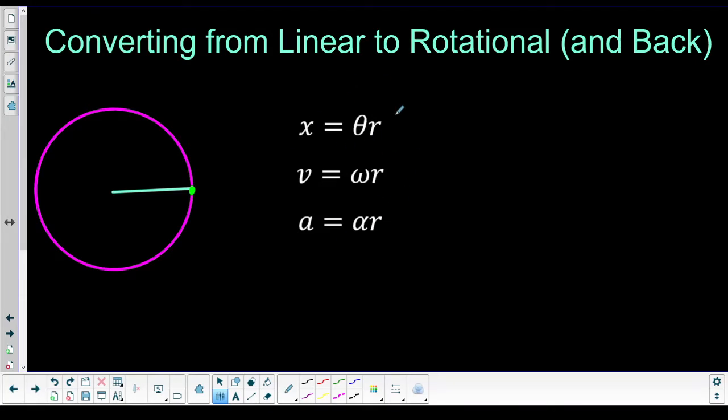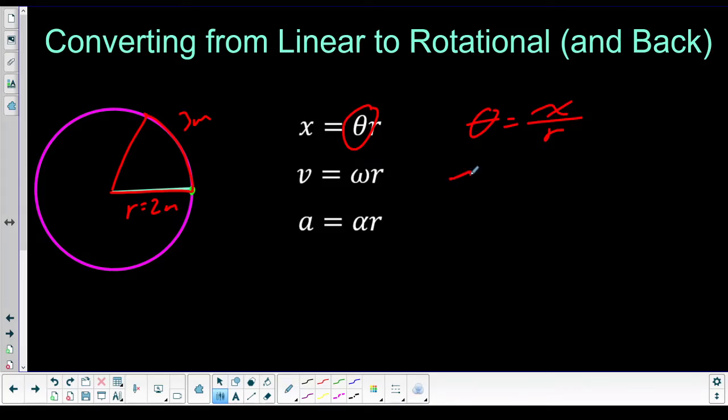If you happen to want to go the other direction, let's say they say you want to go 3 meters around the circle. What angle does 3 meters make if your radius is 2 meters or something like that, right? Then we just solve this, rearranging for our angular variable. So you just divide all these by r. So theta is the linear distance divided by r. Omega is the linear velocity divided by r. And then alpha is the linear acceleration divided by r.